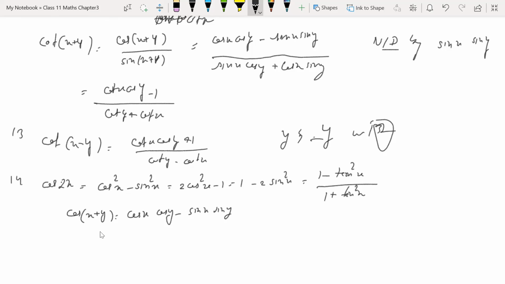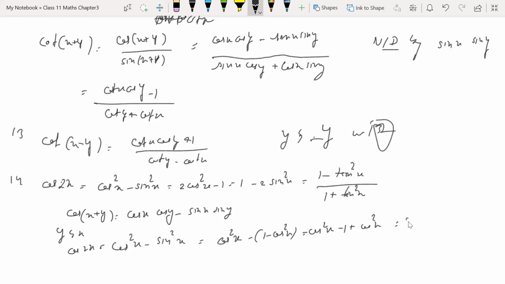If we replace y by x, then it becomes cos 2x, and cos 2x is cos square x minus sin square x. And cos square x minus (1 minus cos square x), because of the property sin square x plus cos square x is equal to 1, so cos square x minus 1 plus cos square x means it is 2 cos square x minus 1.